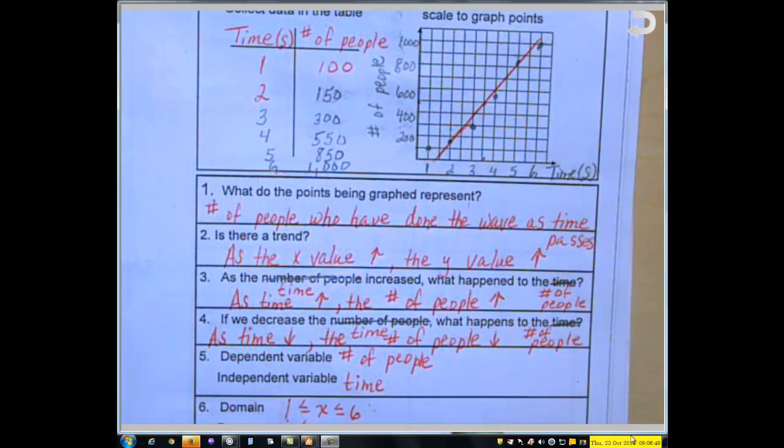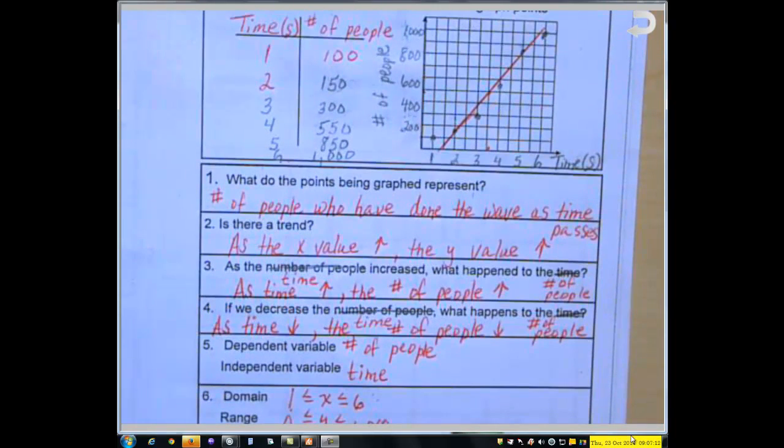So we want to look at what's our dependent and independent variable. Well, we can see that the number of people who do the wave depends on the amount of time that has passed. So that would make the dependent variable the number of people and the independent variable the time.